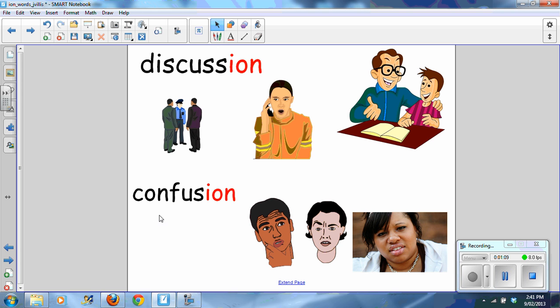Confusion. Confusion is when people are confused. When you are confused, you sort of have this type of look on your face. It looks a bit worried, but not so much of a worry. You're just not sure of what's going on. You're not sure of what's happening. You are confused. Confusion. Confusion often happens when instructions aren't clear.